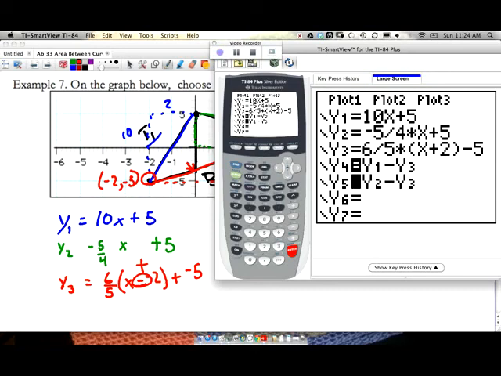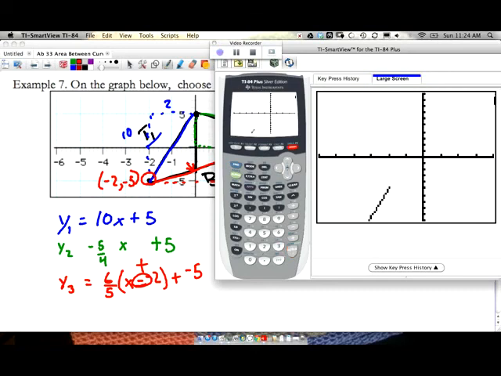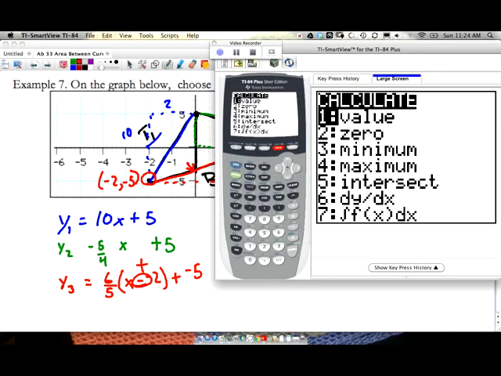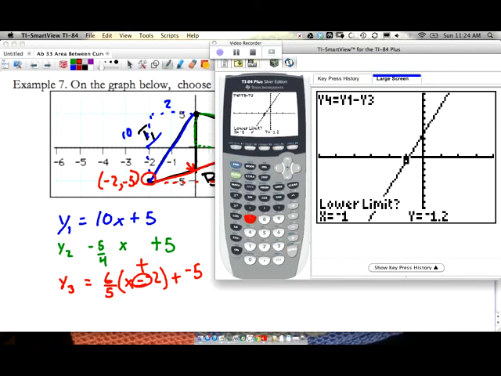So we're going to go to graph. Second, calculate the area from negative 2 to 0. What do we get? That is negative 2.4. Is that right? For some reason that doesn't seem quite right. We got the blue, which was 10x plus 5, minus the red, which was our y3. Well, no, that can't be right.